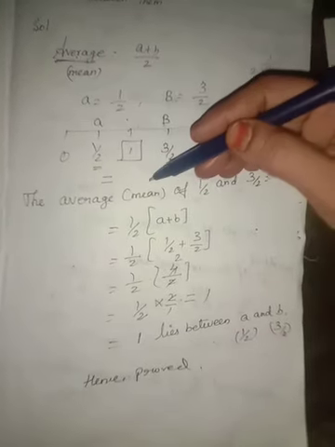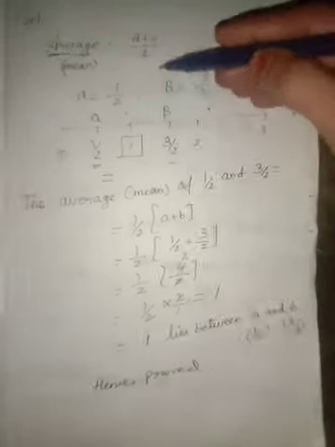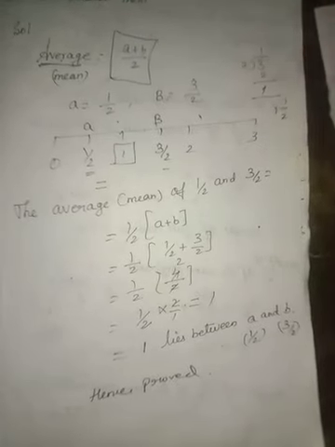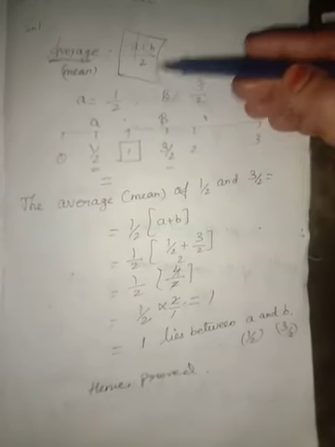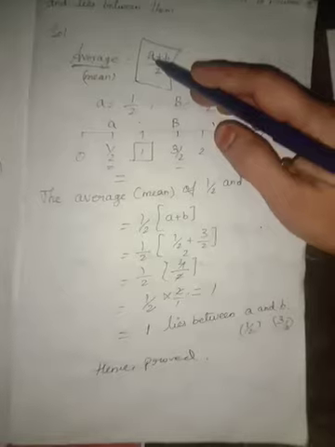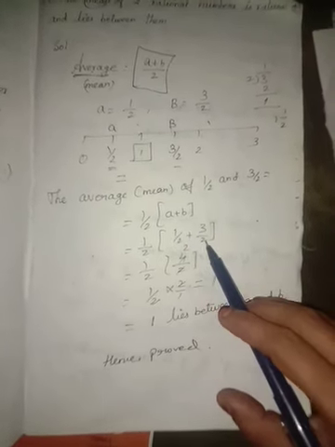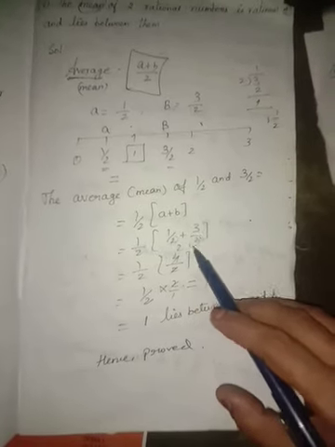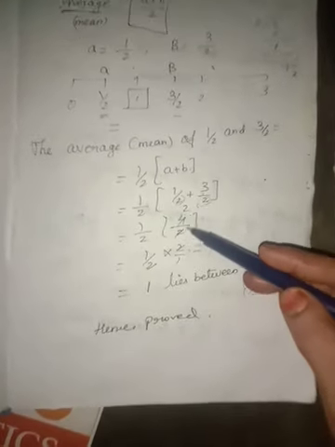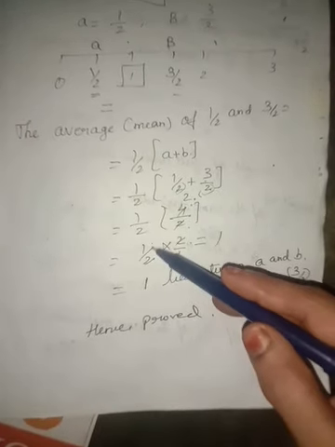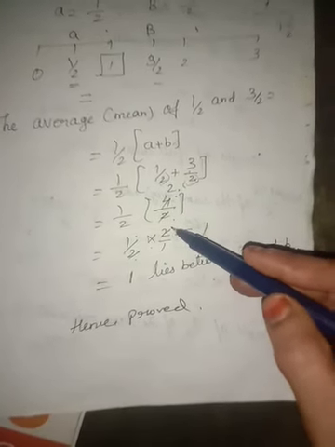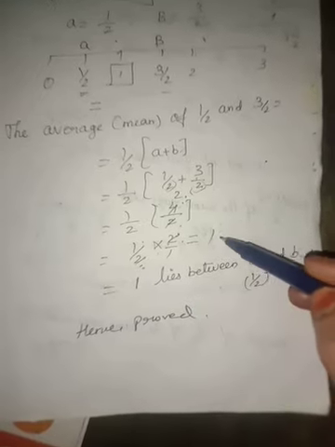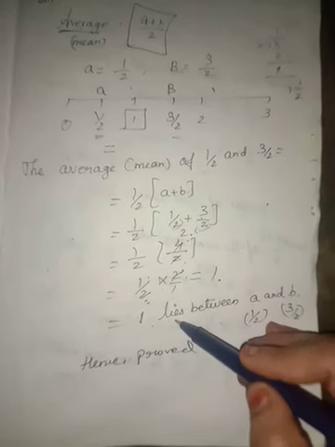The average, now I am using the formula. What is the formula for average? (A plus B) by 2. So I take A equal to 1 by 2, B equal to 3 by 2. Adding these two numbers, the denominators are the same, so we can solve this easily. 4 by 2 is equal to 2. So 1 by 2 into 2. Simplifying the numerator and denominator, we get 1. So the answer is 1.